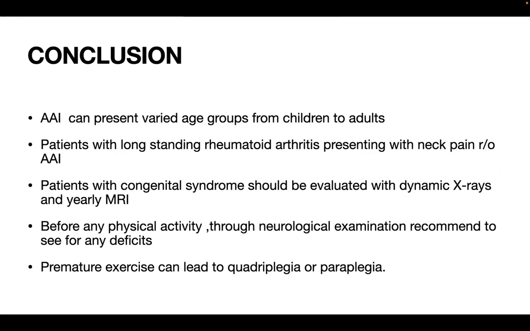Coming to the conclusion, sir, atlantoaxial injury can present in varied age groups from children to adults. Patients with long-standing rheumatoid arthritis presenting with neck pain should be ruled out for atlantoaxial instability. Patients with congenital syndromes should be evaluated with dynamic X-rays and a yearly MRI to know of any cord compression or a decrease in the space available for the cord. Before initiating any physical activity, a thorough neurological examination is recommended to look for any deficits, and initiating premature exercise can lead to quadriplegia or paraplegia.